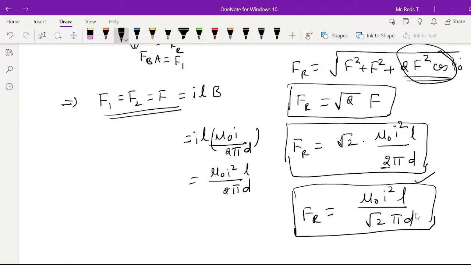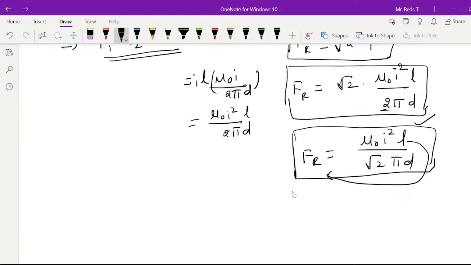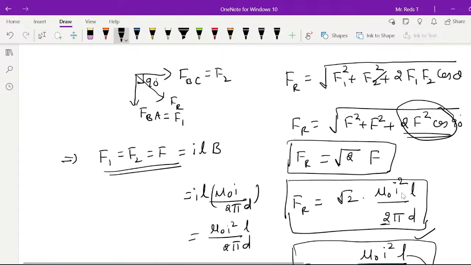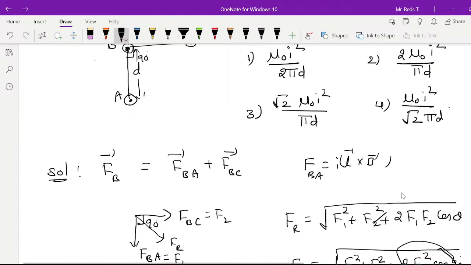So is it there in the options, you can cross check: mu naught I square L, but you want force per unit length, so bring this L down. Force per unit length, so Fr by L is equal to mu naught I square by root 2 pi d. So which option gives this mu naught I square by root 2 pi d? Option D. Option 4. Fourth option.